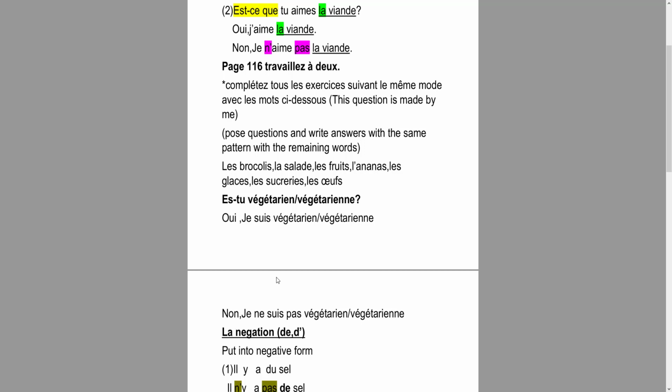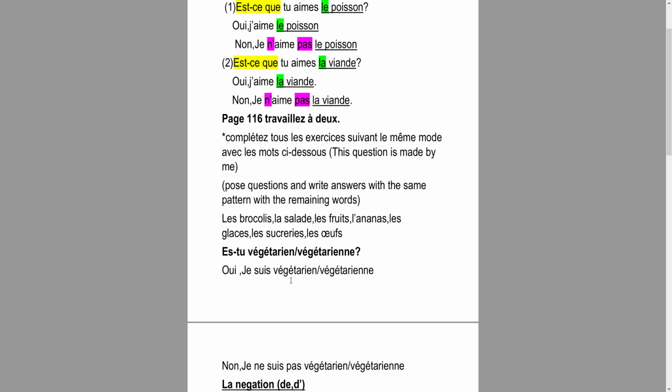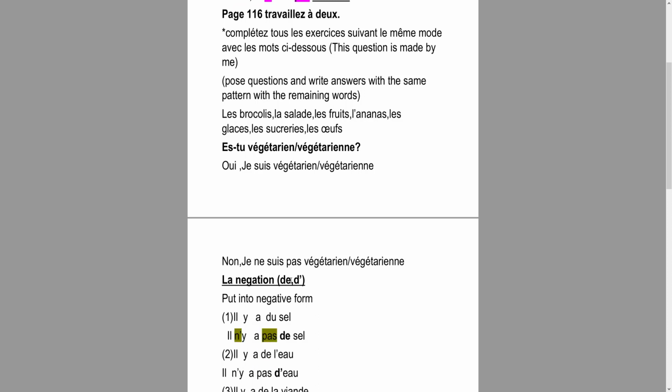So you can select the answer and write. If you are a boy who is a vegetarian, oui, je suis végétarien. A boy who is not a vegetarian, non, je ne suis pas végétarien. If it's a girl who is vegetarian, oui, je suis végétarienne. If a girl is not vegetarian, non, je ne suis pas végétarienne. Right. That is the first one, with the question word est-ce que. Right. We will see the second grammar one.